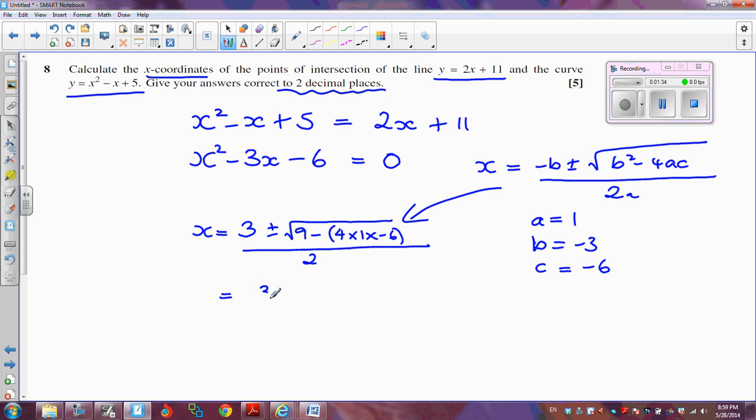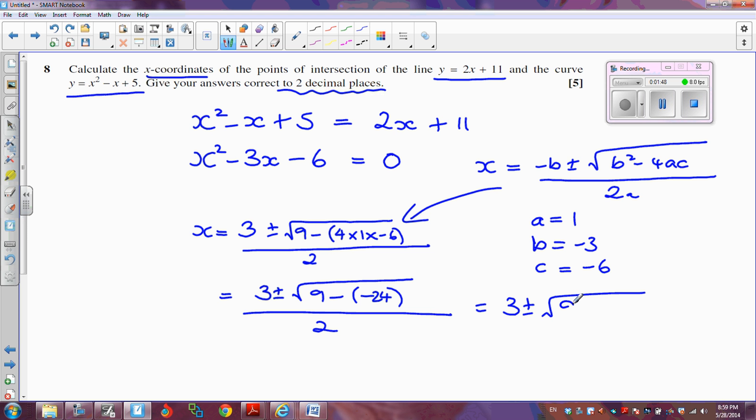So if we keep going, it's 3 plus or minus the square root of 9 minus, now the bracket there becomes minus 24, and that's divided by 2. Now that is the same as 3 plus or minus the square root of 9 plus 24, divided by 2. Now that's just 3 plus or minus the square root of 33, divided by 2.